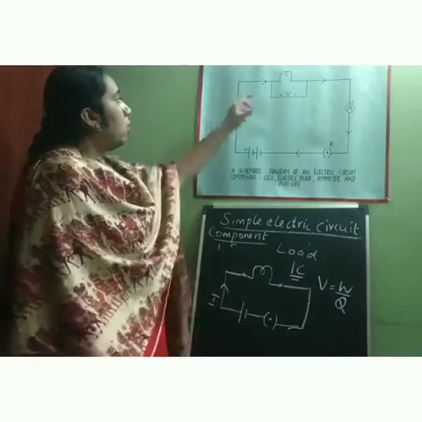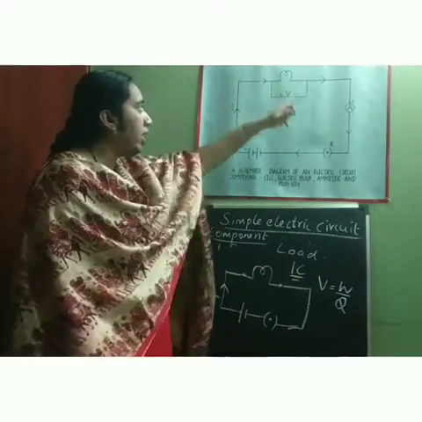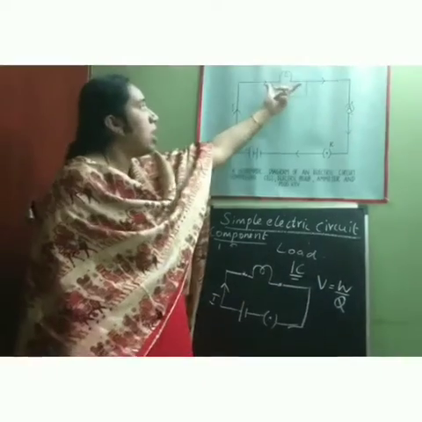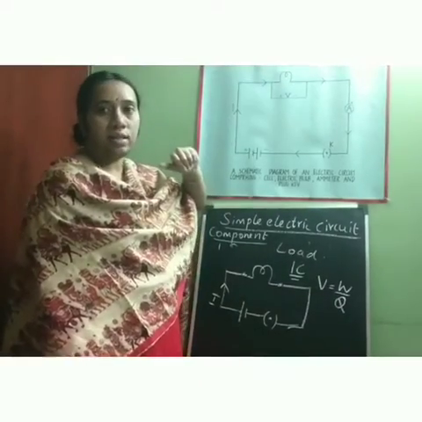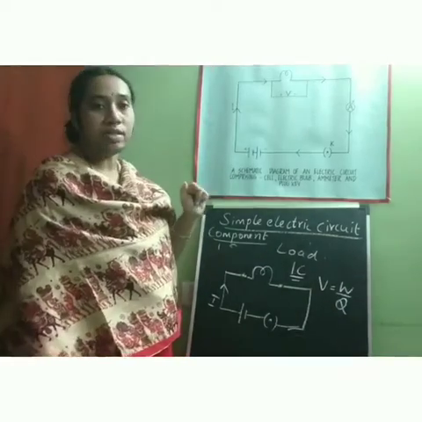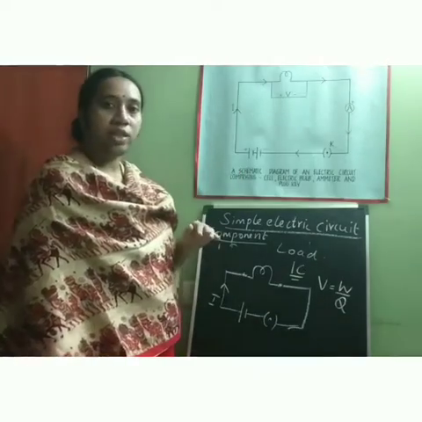A voltmeter is an instrument that is used to measure the potential difference in the circuit. Since you are measuring the potential difference across 2 points in a circuit, this voltmeter should always be connected in parallel to the circuit. So this is all about your battery and potential difference.